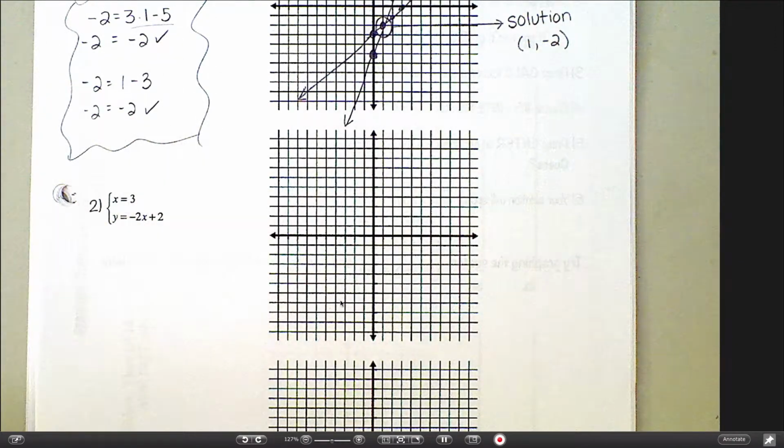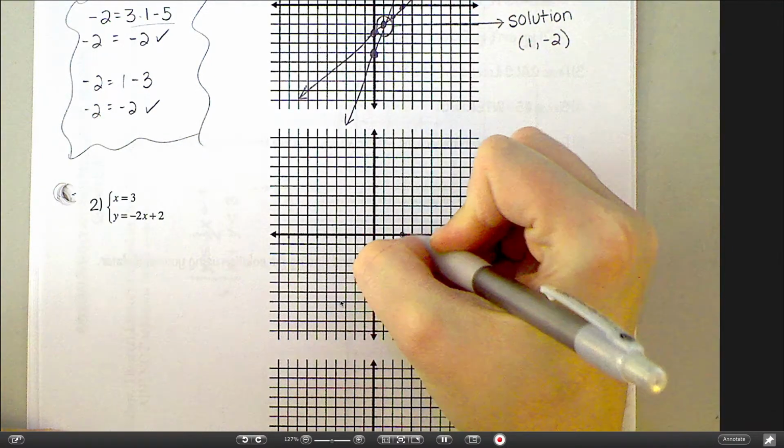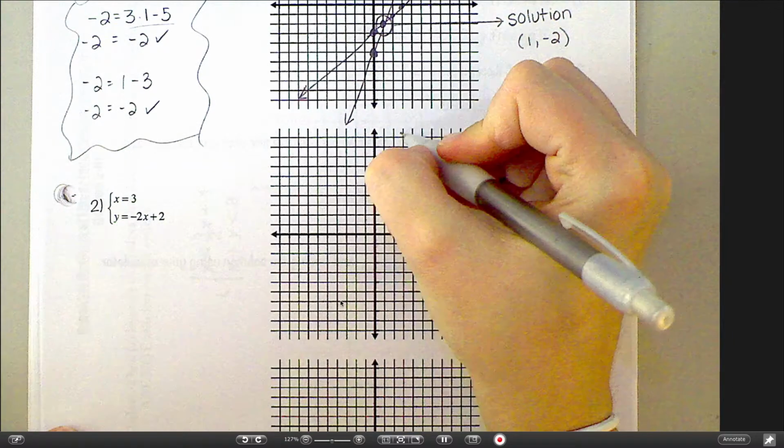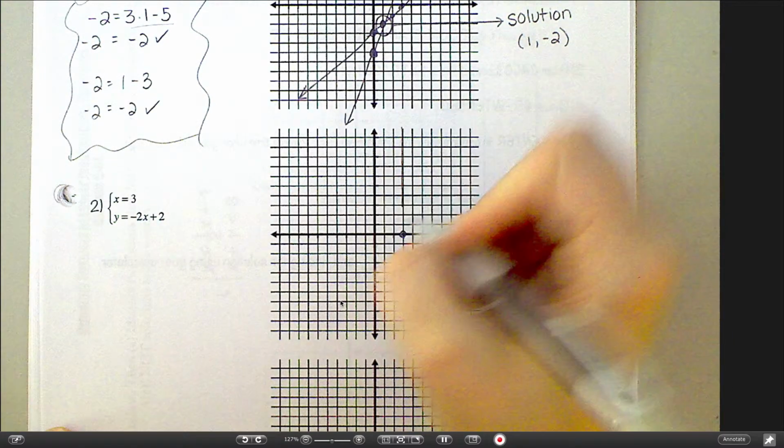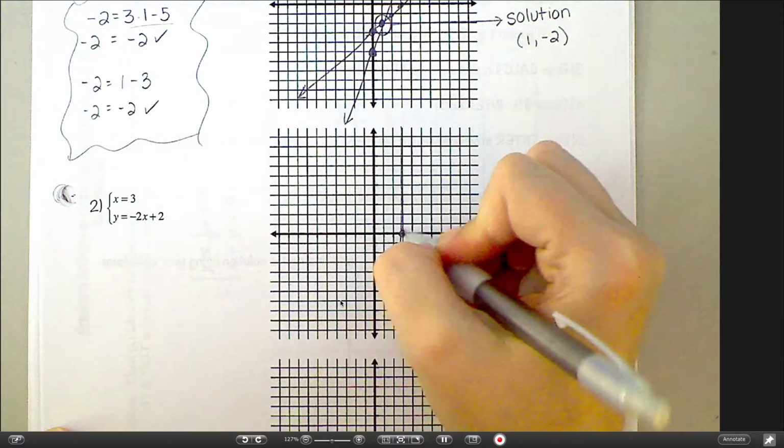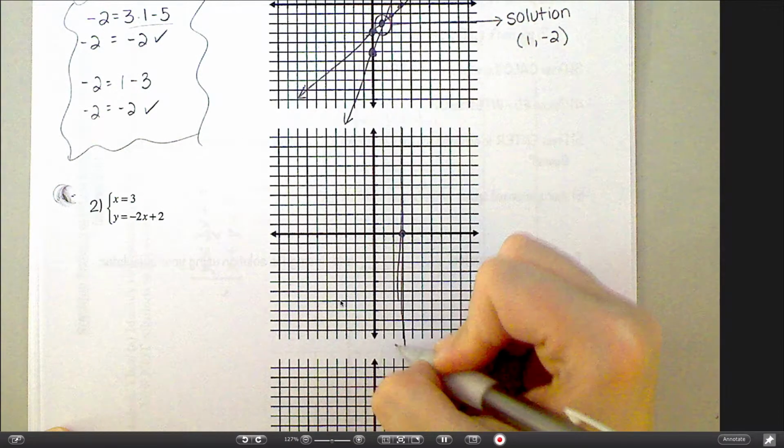All right, number 2. How do I graph x equals 3? Okay. And what kind of line is this one going to be? Vertical. This one will be a vertical line at 3. Yep. Well, hopefully a straighter line than mine.